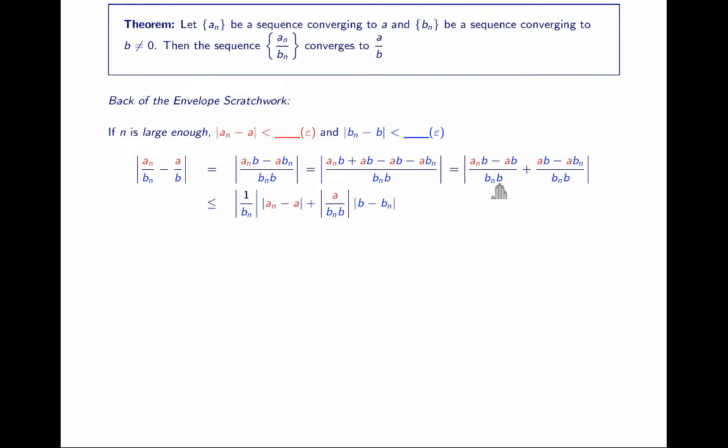So here I let my B's cancel, and I get a 1 over b_n. Here I factor out the A over b_n B. And then I separated this by using a triangle inequality. That's why I have a less than or equal to.